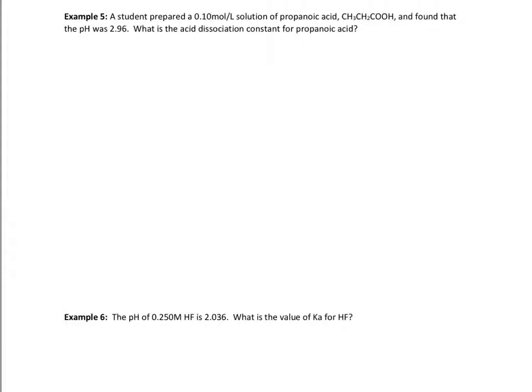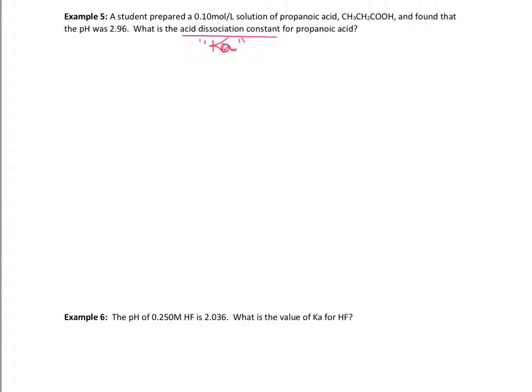Well, the first question you need to ask yourself is, what is the acid dissociation constant? If you do not know what the question is asking for, it'll be quite difficult to actually answer it. Acid dissociation constant is simply Ka. So this is another way for us to ask the value of Ka.